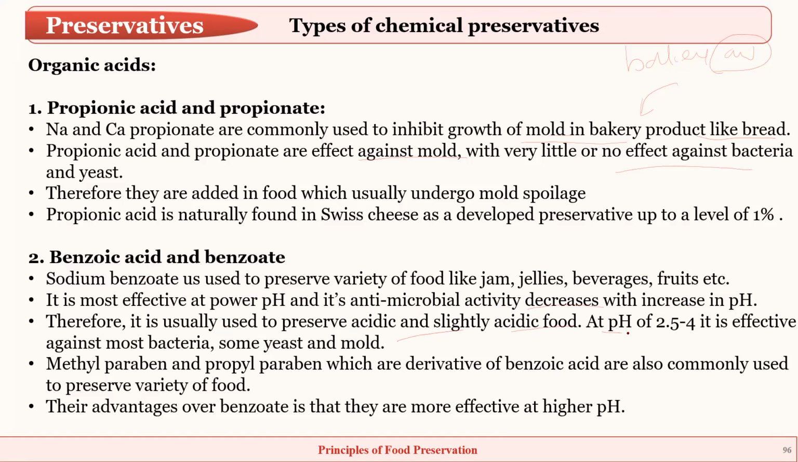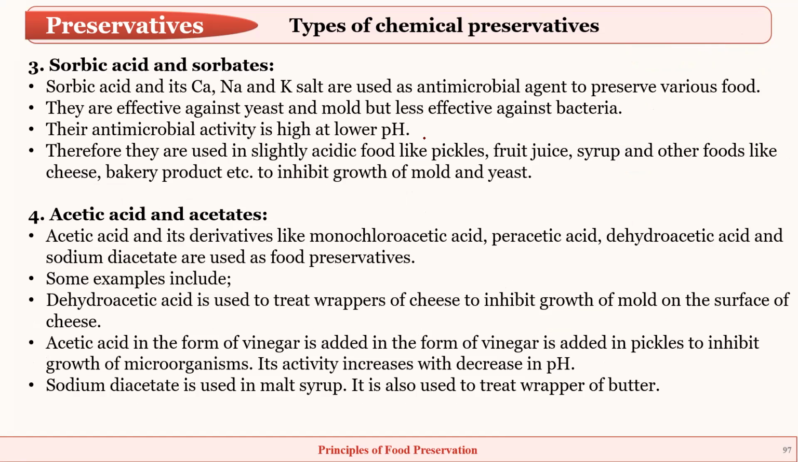For example, at a pH of 2.5 to 4, it is very effective against most of the bacteria, and of course some yeast and mold also. Methyl paraben and propyl paraben are basically derivatives of this benzoic acid, and they are commonly used to preserve a variety of food. Their advantage over benzoate is that they are more effective under higher pH.